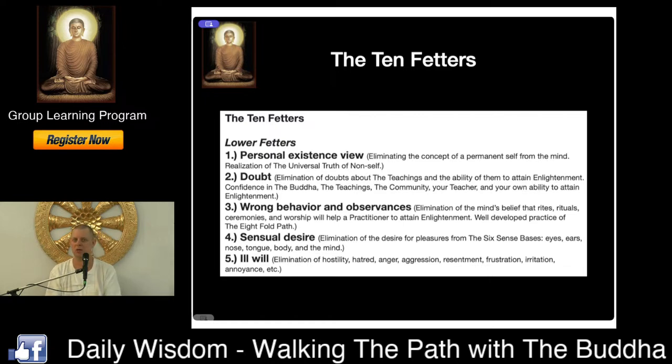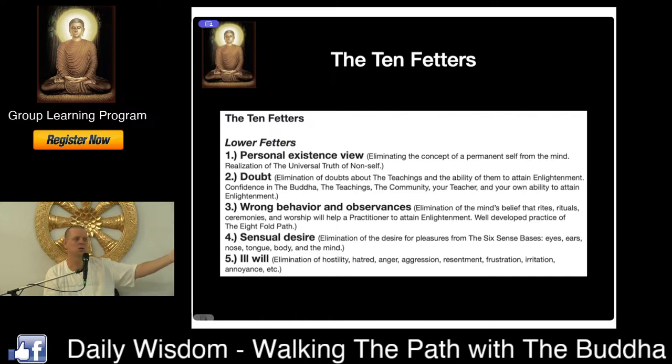Your mind is just as angry or frustrated or bitter or harsh as it was before the rites, rituals, ceremonies, and worship, and afterwards as well. But when you cultivate wisdom, that's what's actually going to improve the condition of your mind, because now you're making improved decisions, which are leading to improved results in your life. So this is wrong behavior and observances.